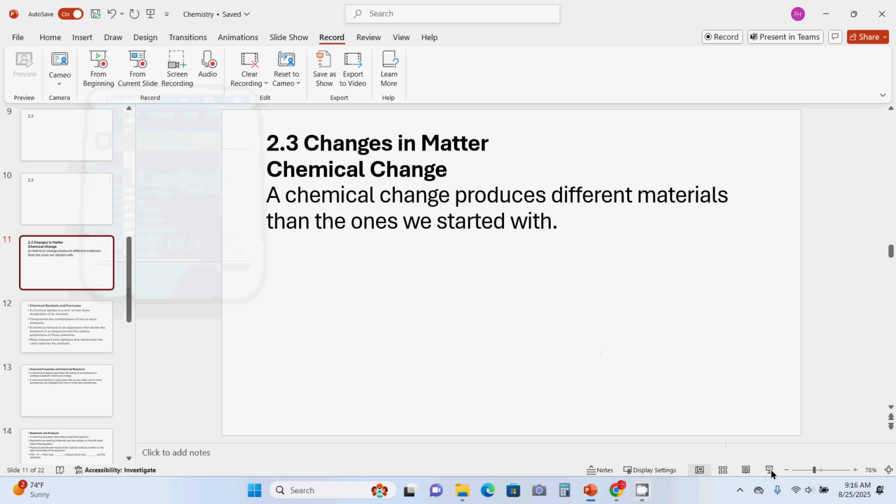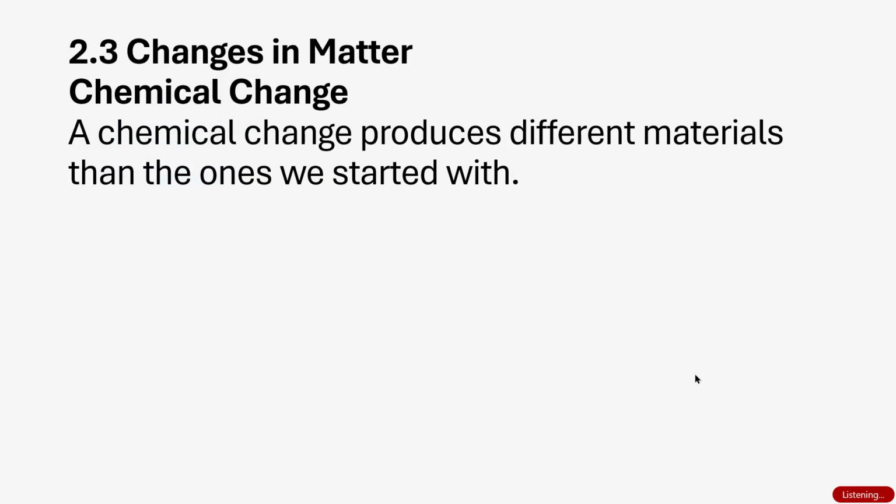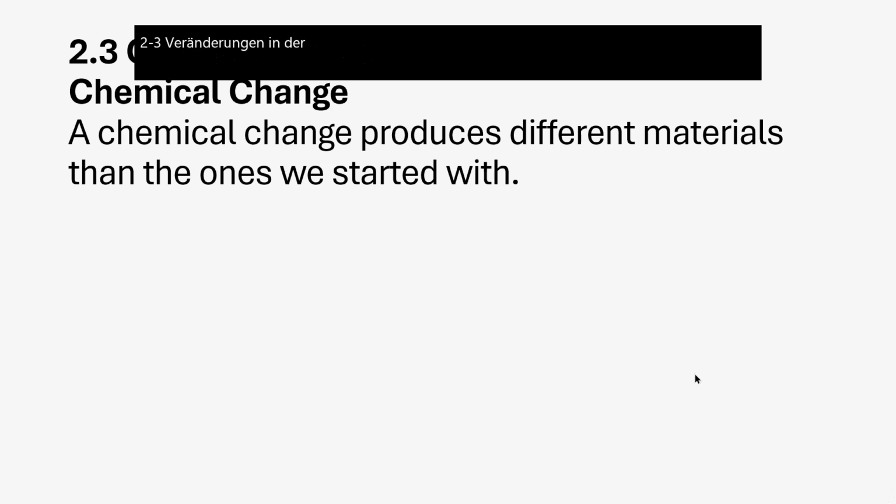Then go full screen. 2.3 Changes in matter. Chemical change. A chemical change produces different materials than the ones we started with.